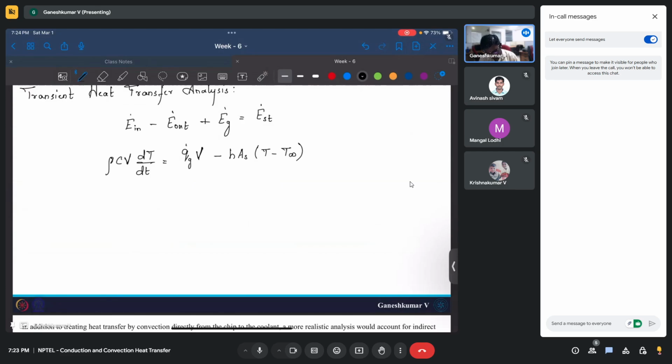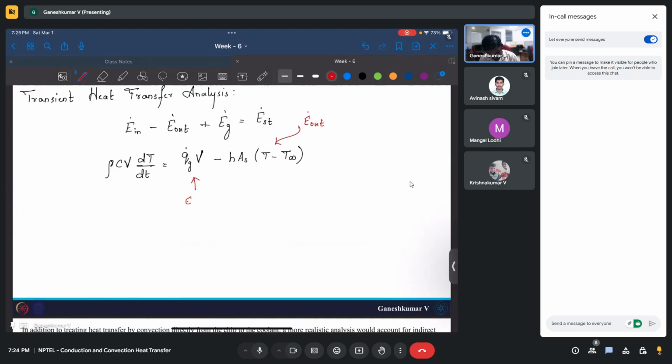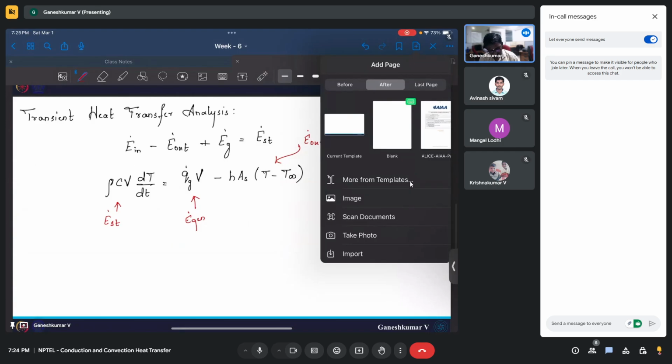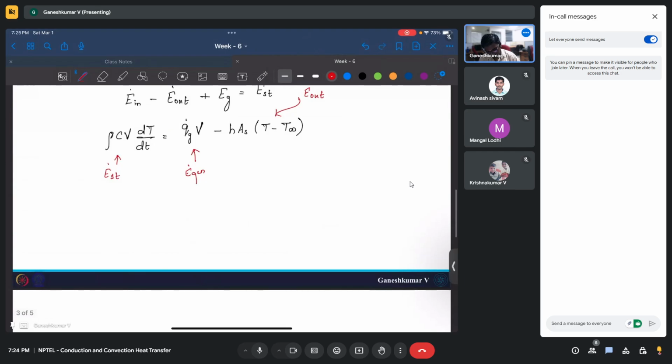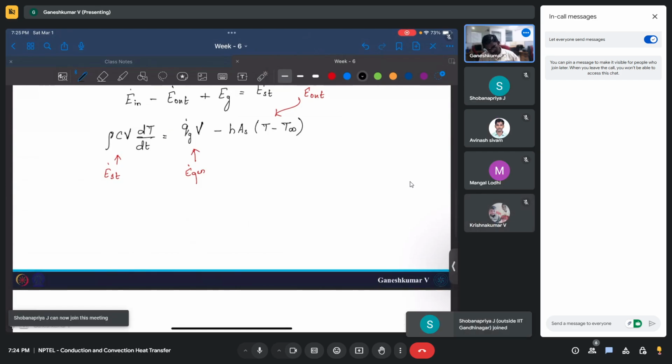So this is basically E dot out, and this is basically E dot generation. There is no E dot in, because the chip is going to be at higher temperature, so all the energy is going to go out, and this is E dot stored. And I really hope that this shouldn't be a surprise for you. I hope everyone knows these terms. So basically, this is what we are doing.